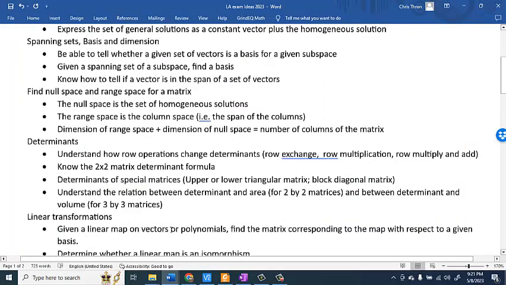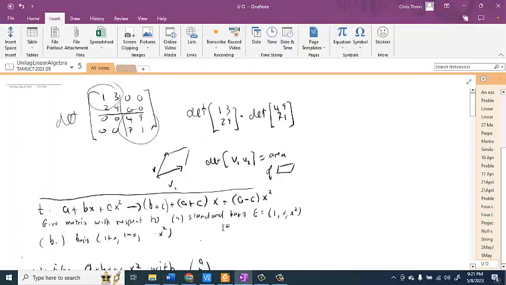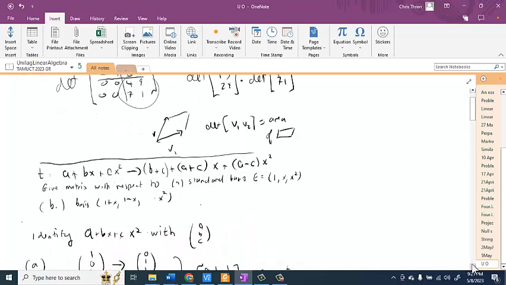Given a linear map on vectors or polynomials, find the matrix corresponding to the map with respect to a given basis. So I wrote out a problem here. Let's take this linear transformation. T takes a plus bx plus cx squared to this polynomial here. So this is in degree 2 polynomials. Okay. So this is telling me uniquely the image of each polynomial. So give the matrix of this transformation, first with respect to the standard basis, which is 1, x, x squared, and then with respect to the basis 1 plus x, 1 minus x, and x squared.